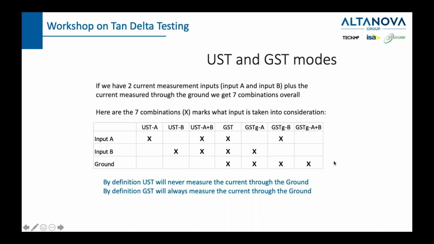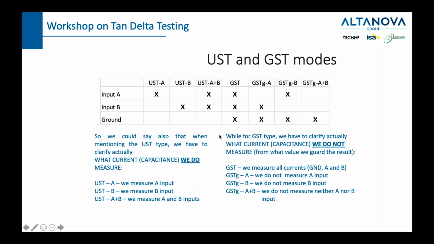So we can say UST will never measure the current on the ground, GST will always measure the current on the ground. Another way to say this is that when we explain UST, we say which current we want to measure. UST-A, we measure input A, UST-B, we measure input B, and UST-A plus B, we measure A and B inputs. But with the GST, we have to say which currents we do not measure. So GST, we measure all. GST-GA, we do not measure A. GST-GB, we do not measure B. And GST-GA plus B, we do not measure A and B. So we just measure the ground current.